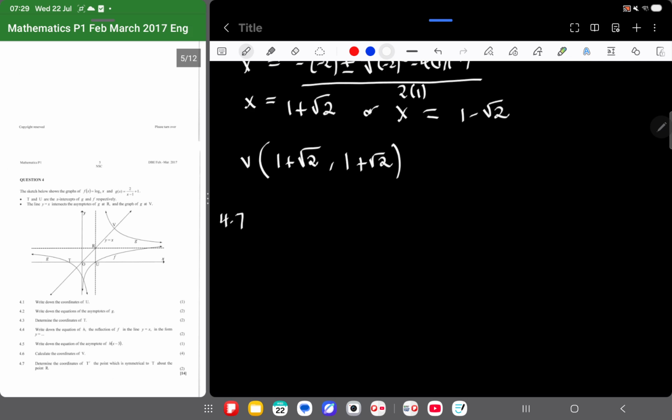4.7. Determine the coordinates of T prime, the point which is symmetrical to T about the point R. We want to reflect this point about the point R. If anyone is watching this, can you help me with how to reflect a point about a point? Please leave your answer in the comment section.